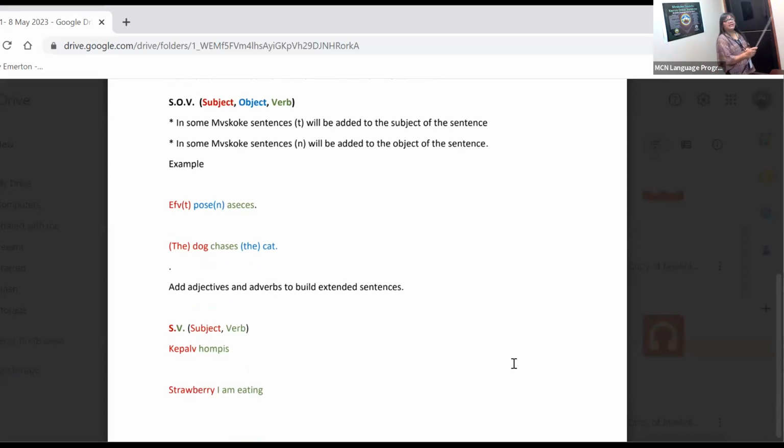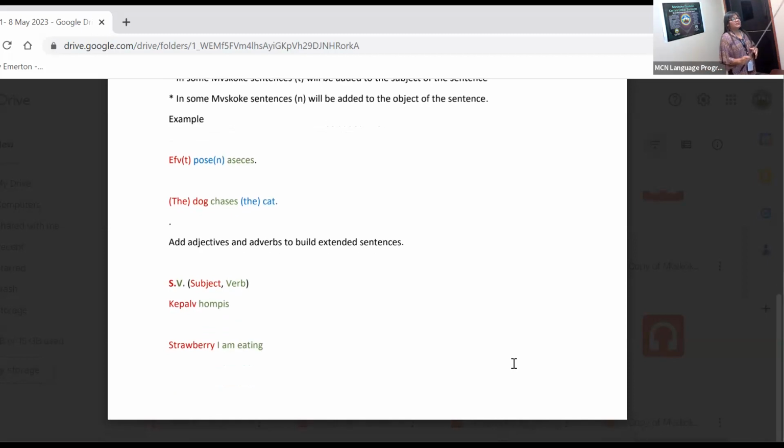So if you see the N or the T, from what Mvhayv Barnett was telling me, it means the, or it could mean some other things. But in this case, it says the dog chases the cat. And like I said, we're trying to do simple sentences, and we're trying to add on to what we've already learned. Add adjectives and adverbs to build extended sentences. Subject verb is also another form of Mvskoke sentence. These are the really simple ones, and these are the ones that we've gotten to so far.